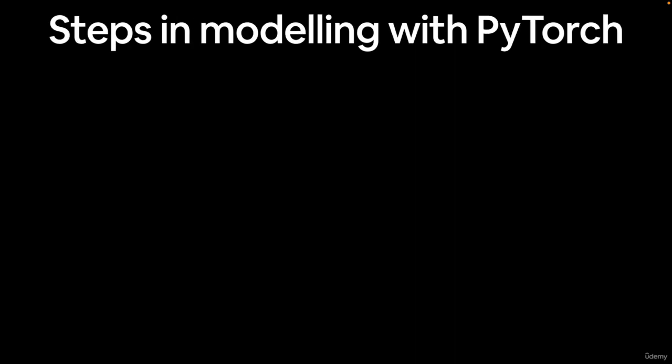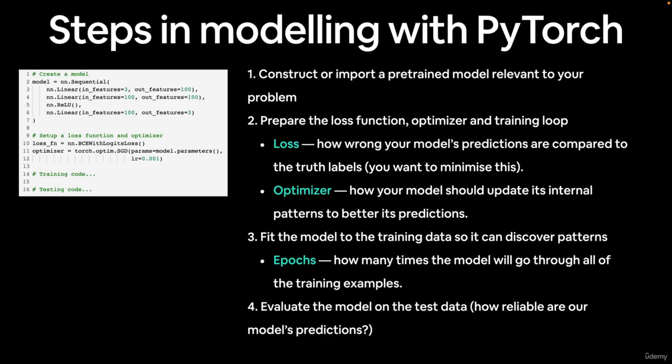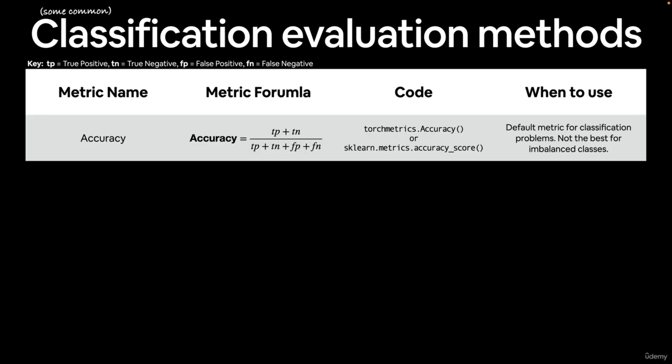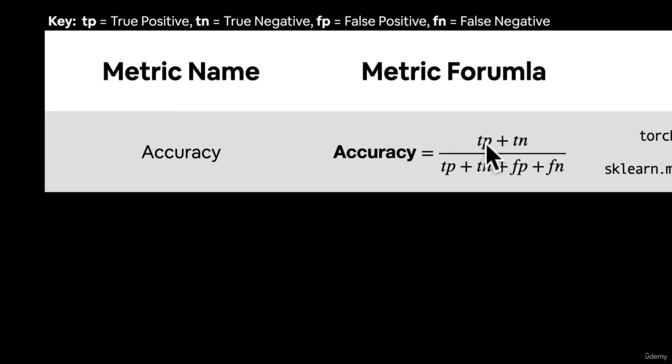Same thing, you know? And steps in modeling with PyTorch, we've seen this in practice, so we don't need to look at these slides. I mean, they'll be available on the GitHub if you want them, but here we are. Some common classification evaluation methods. So we have accuracy. There's the formal formula if you want, but there's also code, which is what we've been focusing on. So we wrote our own accuracy function, which replicates this. By the way, TP stands for not toilet paper, it stands for true positive. TN is true negative, FP false positive, FN false negative.